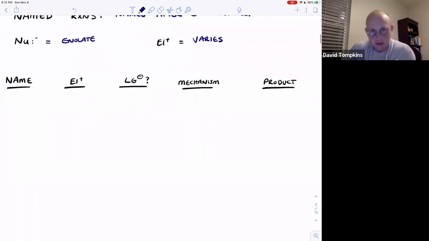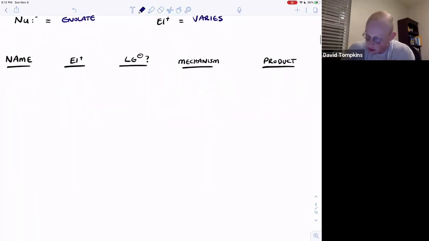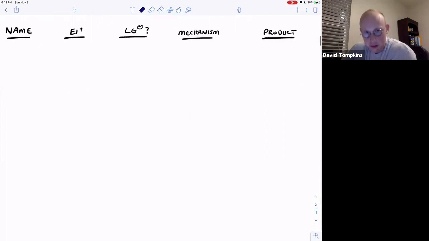And there are three main named reactions that I want you to be able to list out and think about whether or not there's a leaving group. And then from that discussion, you'll decide what the mechanism is. And particularly, I want you to be able to predict what the product should look like, or the signature functional groups in the product will be closely associated with each named reaction.